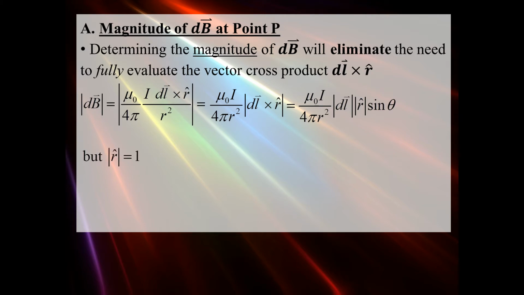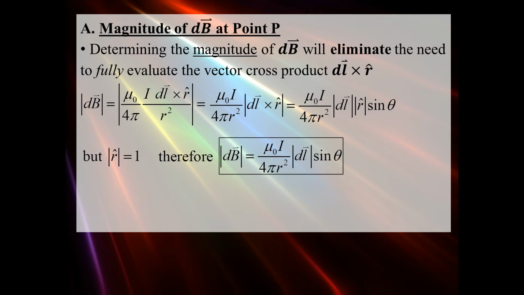We can simplify this a little bit because the magnitude of any unit vector is just equal to 1. Therefore, we get an equation for the magnitude of dB. The magnitude of the magnetic field due to that small chunk of the wire that has a current I passing through it is equal to mu naught I divided by 4 pi r squared, multiplied by dl, and multiplied by sine of theta.